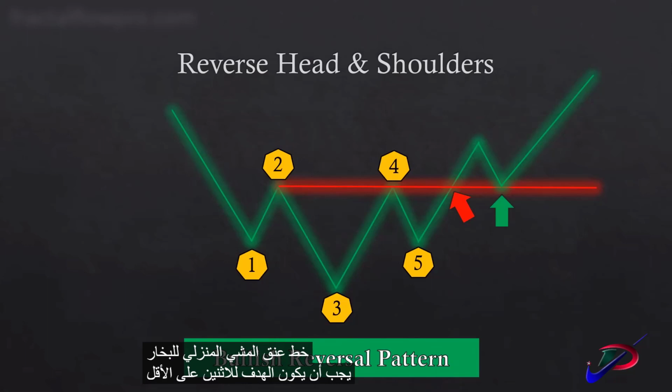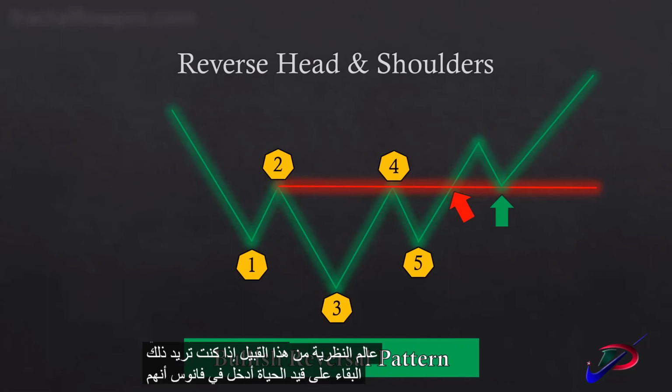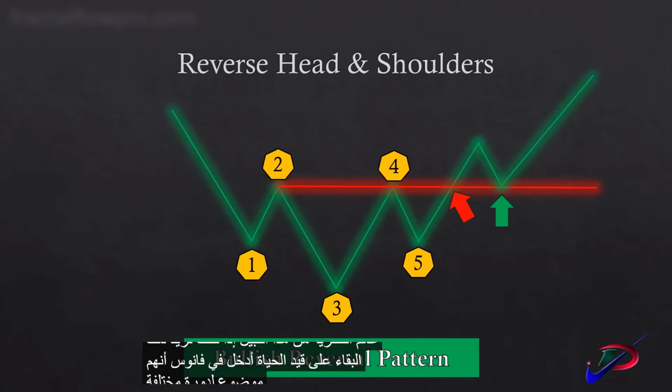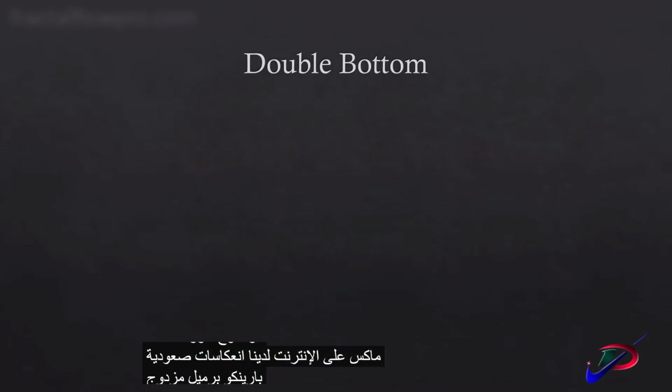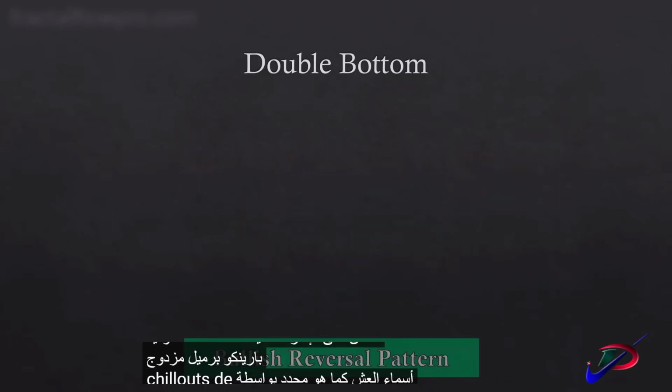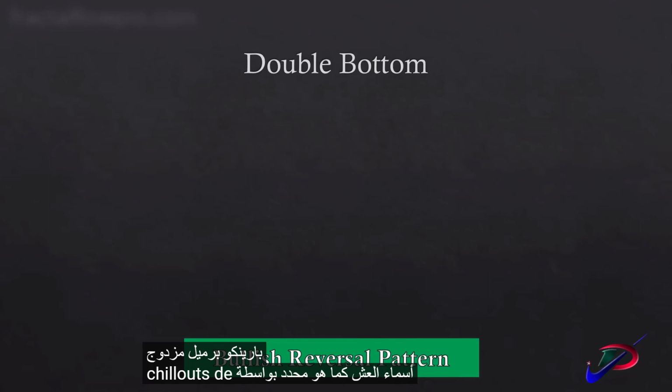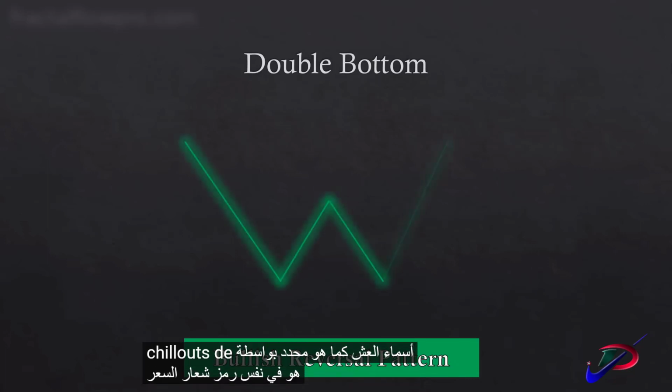The target for the trade must be at least 3 times as big as the stop. You must maintain a risk-reward like that if you want to survive trading in the long term, but that's a subject for another course. Next in line we have a bullish reversal pattern called double bottom, and as the name suggests, it's formed by 2 lows that sit in the same price level.